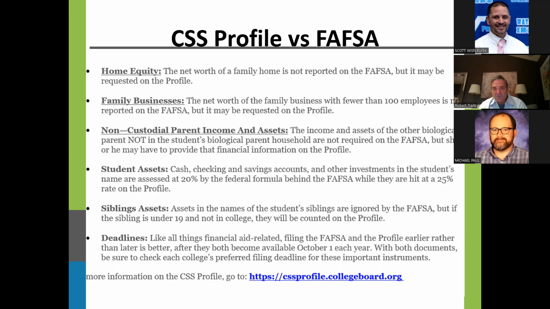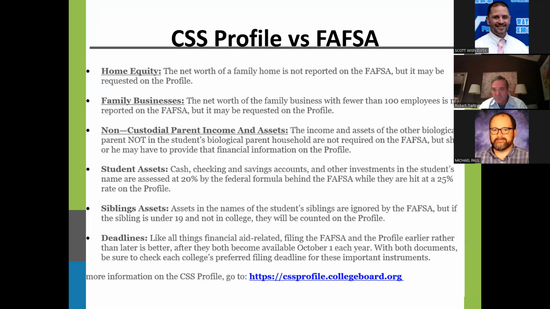Another thing the CSS Profile does, it gives you an opportunity to write an explanation of financial concerns, the ES section. The ES section allows you to write 2,000 characters, explaining any circumstances that we should know about to help us understand what's happened in your family. Because these schools not only receive the FAFSA, but they also receive the CSS Profile.